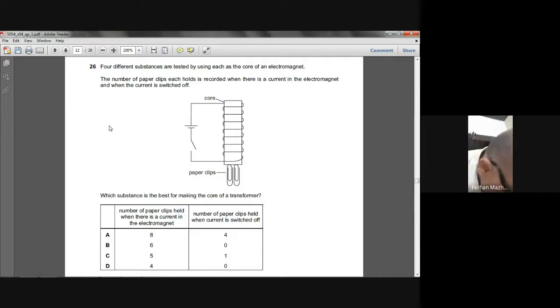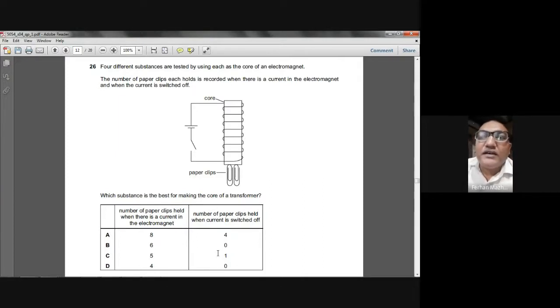So let's check the options. It says number of paper clips held when there is a current in the electromagnet, and number of paper clips held when the current is switched off. When the current is switched off, all the paper clips should fall down. And when the current is given, the number of paper clips should be maximum. But the first point is very important: when the current is switched off, all the paper clips should fall down. That is a very, very important characteristic needed for any material to be used as a core in the electromagnet.